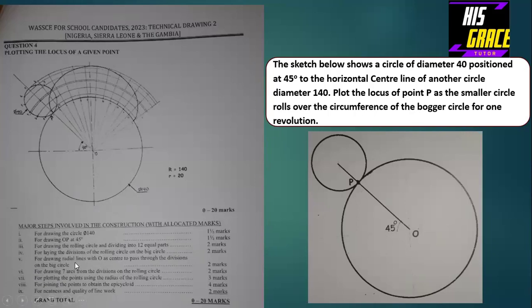Then for drawing radial lines with O as center to pass through the divisions on the big circle, 2 marks is awarded. For drawing 7 arcs from the divisions on the rolling circle, 2 marks. For plotting the points using the radius of the rolling circle, 3 marks. Then for joining the points to obtain the epicycloid, 4 marks. For neatness and quality of line, 2 marks. So in total, 20 marks is awarded to the solution of this problem.